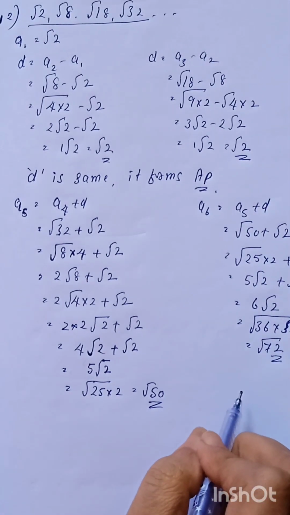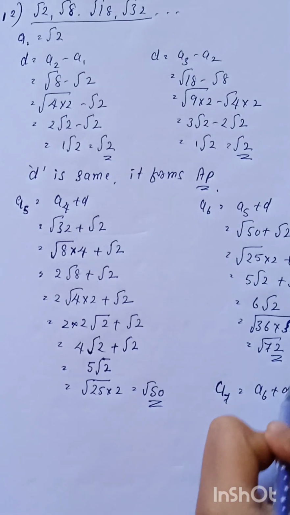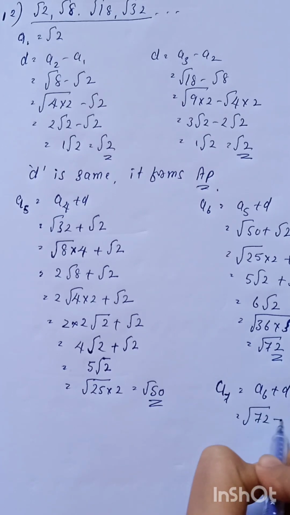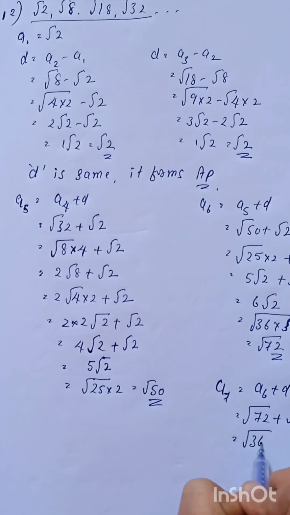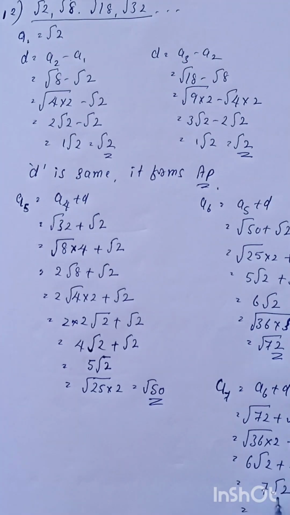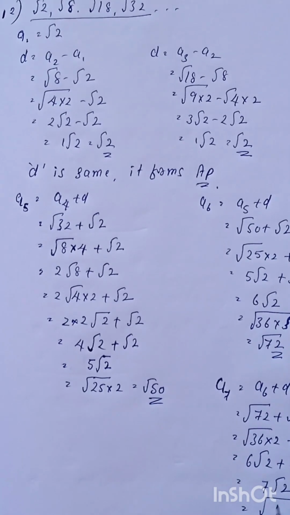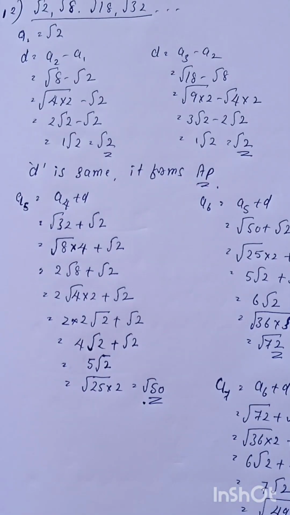In the same way, if I do A7, it is A6 plus D. What is A6? Root 72 plus D is root 2. You can write it as 36 into 2 plus root 2. If I take 36 out of the root, it becomes 6 root 2 plus root 2. 6 plus 1, 7 root 2. And finally, if I take in the 7, it becomes 49 into 2. You will get root 98 here. Root 50, root 72 and root 98 are the next 3 terms. Let's do the 13th one.